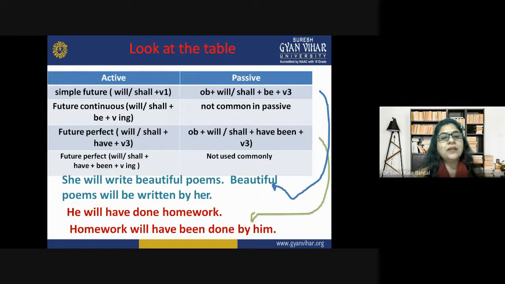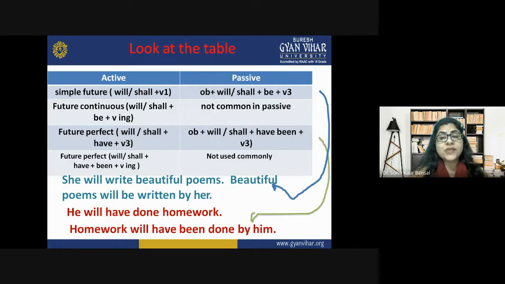Simple future: will, shall plus verb's first form. In passive voice, object plus will or shall plus be plus verb's third form. And in future continuous, the structure would be will, shall plus be plus verb's ing form. So not common in passive voice. In future perfect, will or shall plus have plus verb's third form is found. And in passive we are going to use object plus will or shall plus have been plus verb's third form. And in future perfect continuous, will, shall, have been plus verb's ing. This is not used very commonly.